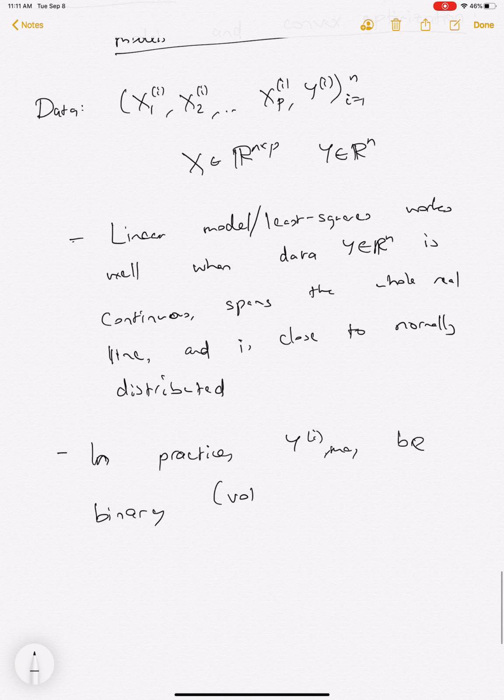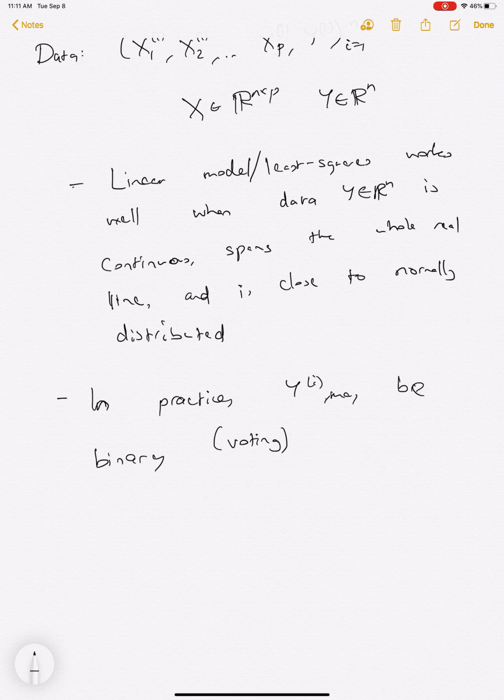So for example, voting. There's lots of examples of binary data, like whether a medical diagnosis is successful or not, whether you vote yes or no to a particular bill. There's lots of scenarios where you have binary responses. Then you could also have count data.